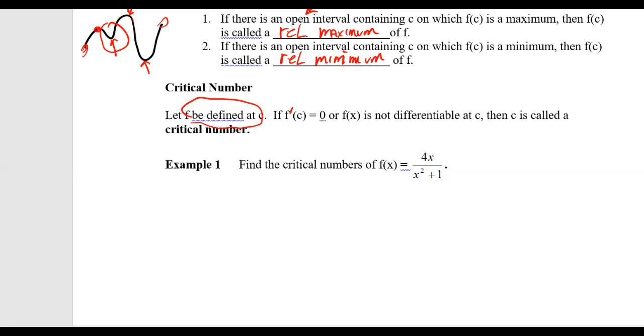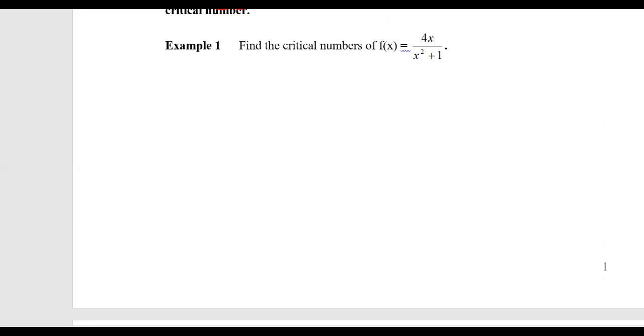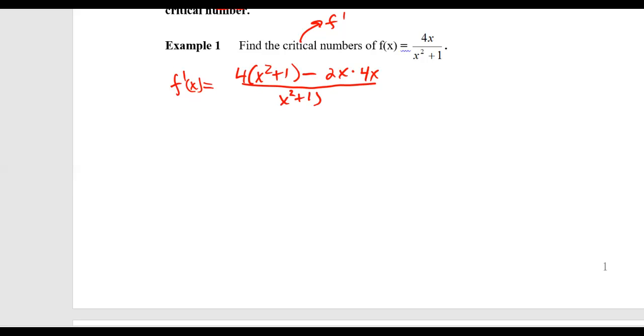So let's talk about finding some critical numbers here. Let's do one example, and call it quits on this first video. Find the critical numbers. Well, we have to find the derivative, f prime of x. Critical numbers means you're going to be looking for f prime. We've got a quotient here, so we need the quotient rule. That's the derivative of the numerator times the denominator, minus the derivative of the denominator times the numerator, all divided by the denominator squared.